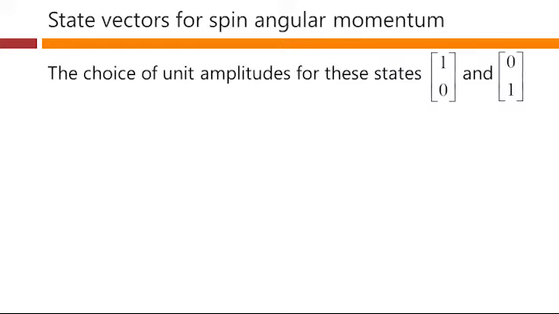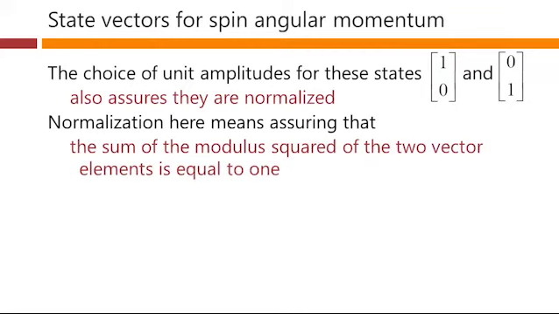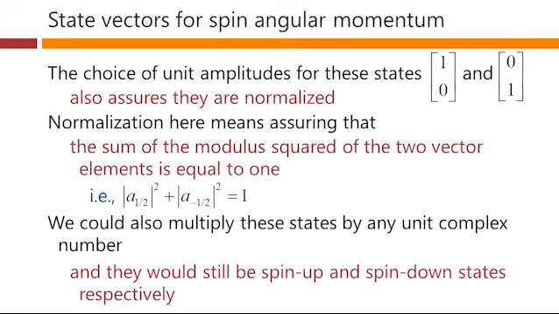The choice of unit amplitudes for these states also assures that they're normalized. Normalization here means assuring that the sum of the modulus squared of the two vector elements is equal to 1. So formally, the amplitude of the spin up state, modulus squared, plus the amplitude of the spin down state, modulus squared, should add to 1. As usual, we could also multiply these states by any unit complex number, and they would still be versions of spin up and spin down states, respectively.